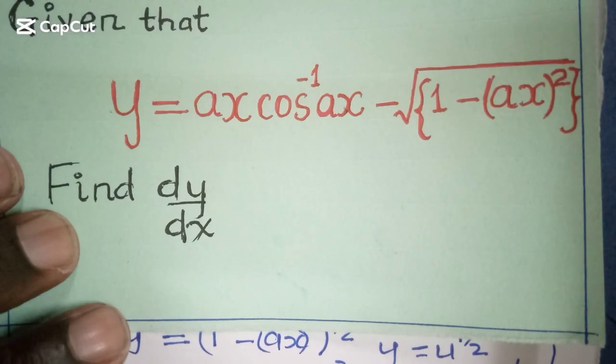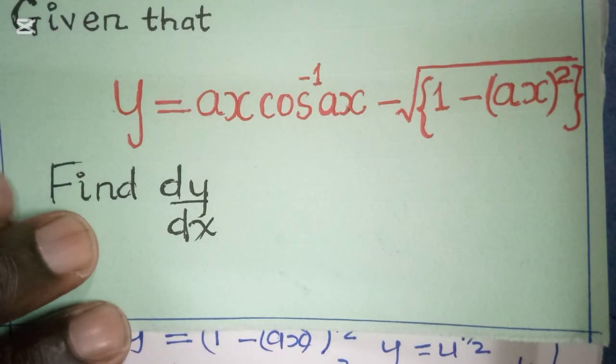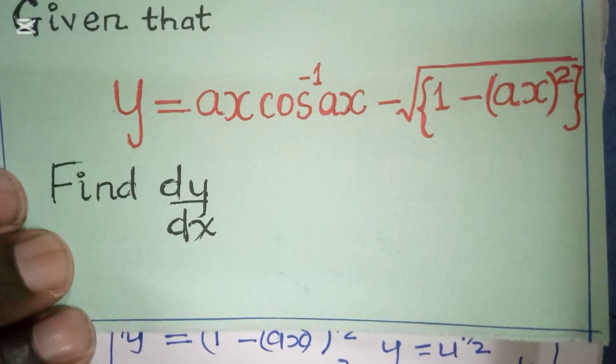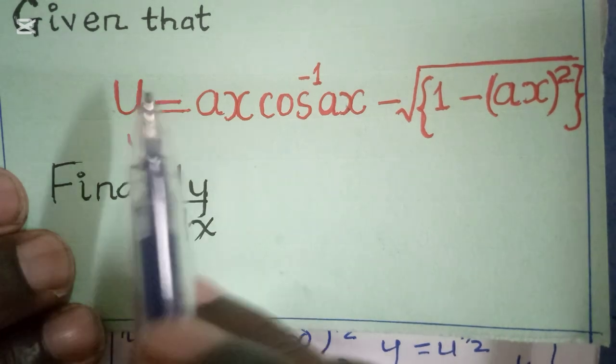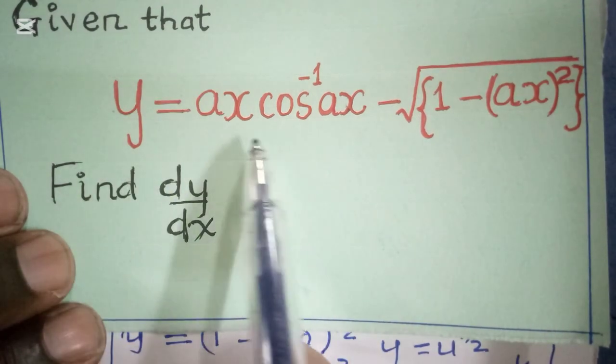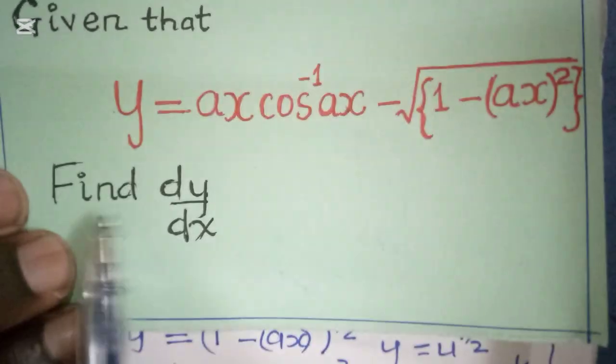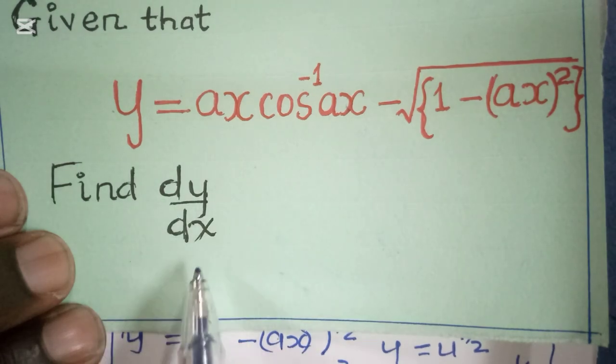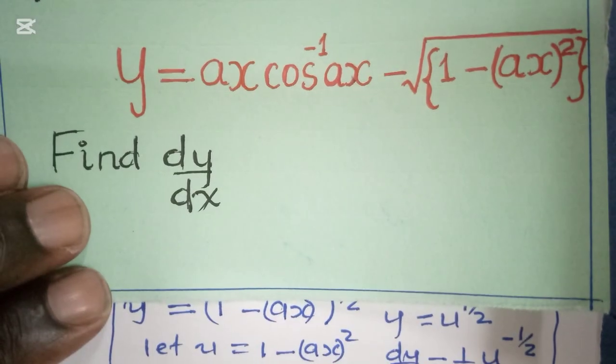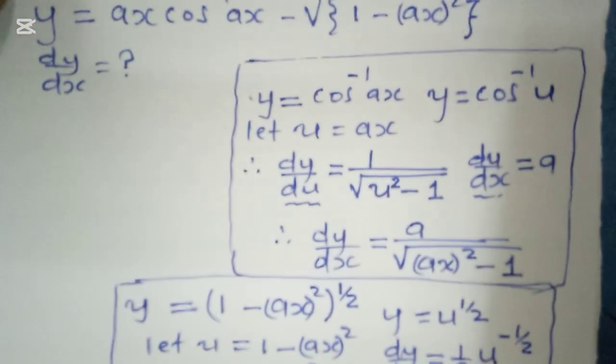Hey guys, let's do this problem. And guys, I read the question. Given that y is equal to that, find dy all over dx. And so guys, we come now to the question.